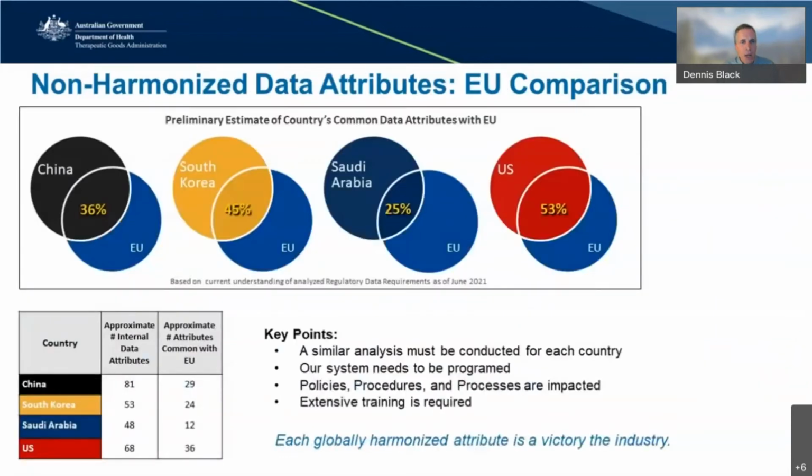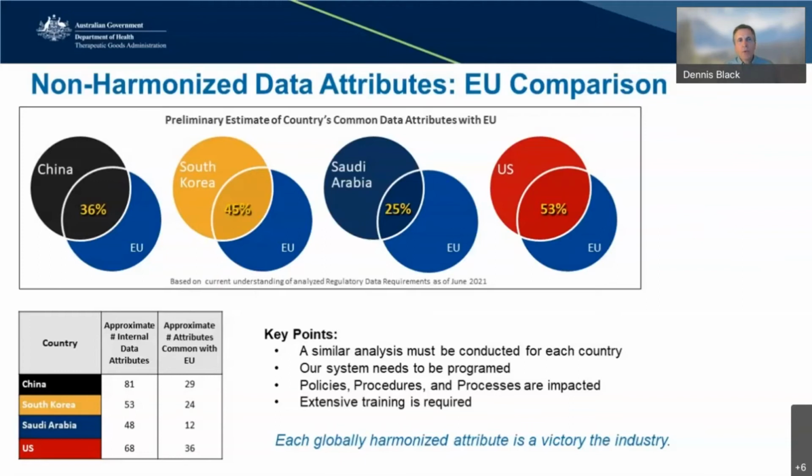For non-harmonized data attributes, this is a comparison with Europe specifically, and we do a similar analysis in each market. And the idea is we want to make sure that we have perfect clarity on what the data definition is, and to know if we can use a piece of information in each market. So if we look at the US compared to the European Union, in our internal system, we need to have 68 data fields for the US. And of those, we know that 36 of those fields can be used exactly in the same way within Europe. So we end up with a 53% overlap.